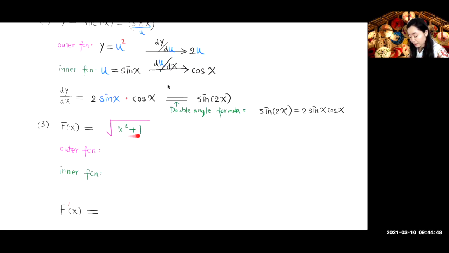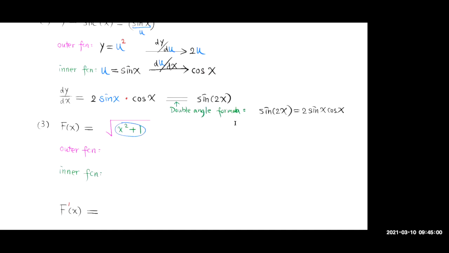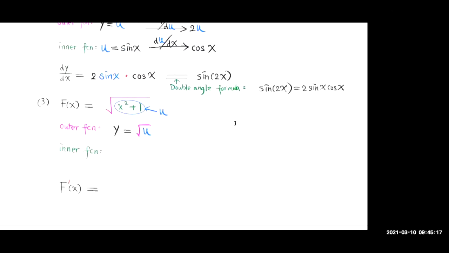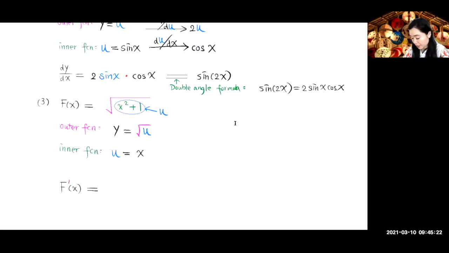Okay, the next one. This function here is a composition of functions, okay? With the inner function over here being what? x squared plus 1. Yes, you got it. So the outer function is the square root function, so square root of u. The inner function is x squared plus 1.